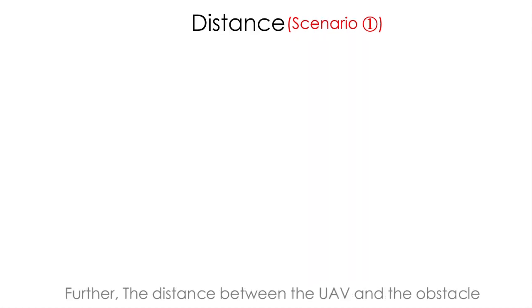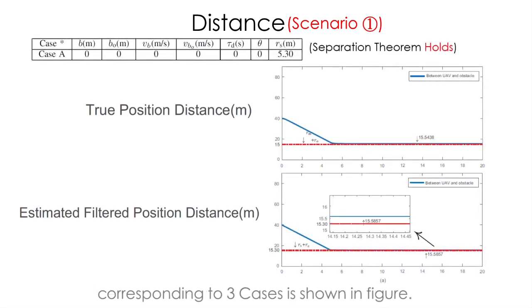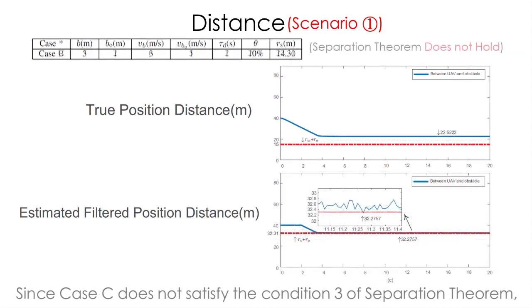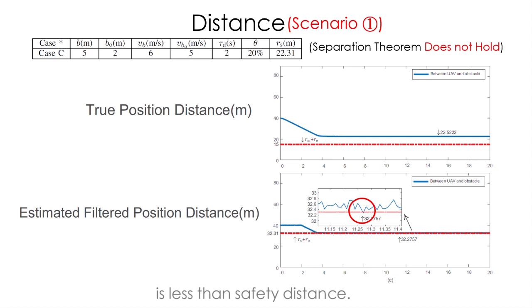Further, the distance between the UAV and the obstacle corresponding to 3 cases is shown in the figure. Since case C does not satisfy condition 3 of the separation theorem, it should be noted that the estimated filtered position distance is less than the safety distance.